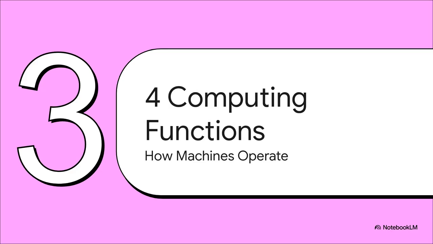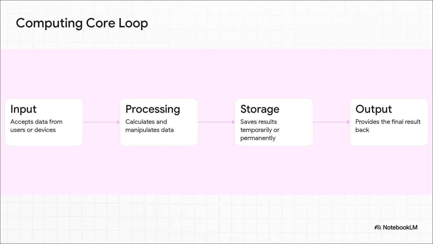All right, let's zoom out from the invisible bits and bytes. Section 3, the 4 computing functions. Every single computer operates on a continuous loop of 4 basic operations. 1. Input, where the machine actually accepts the data. 2. Processing, where the CPU calculates and manipulates that data. 3. Storage, where it saves the results, either temporarily in RAM or permanently on a drive. And 4. Output, where it provides the final result back to us. These 4 functions are interacting continuously, all the time, to process data.